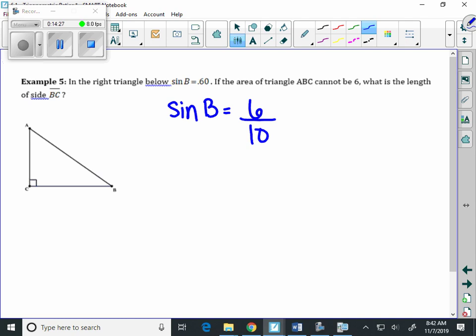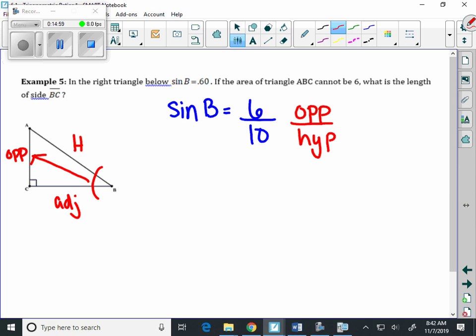Well, let's go back over here and let's label our triangle, because it says sine of angle B, so we're looking at this one. Across from the right angle is the hypotenuse. And then, remember that the ratio of sine is opposite divided by hypotenuse. So if we go across from that angle, here's our opposite. We already know the hypotenuse, and in fact, we don't even need to know the adjacent, but we can label it anyway.